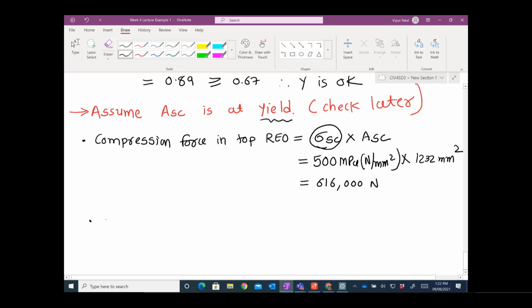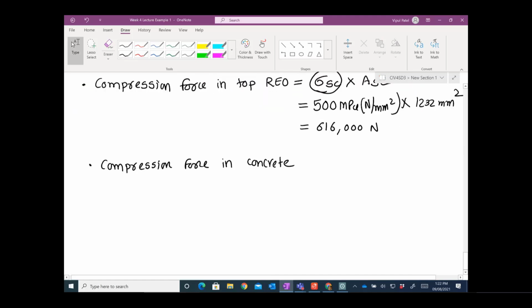Let's say how much compression force is taken by the concrete. Look, there are three components here, right? Top steel, concrete, and tensile steel. So all three components will contribute to the moment. So we just need to get that value. Basically this is stress and this is your area. Remember last week in the lectures I explained how you get this area and so on.